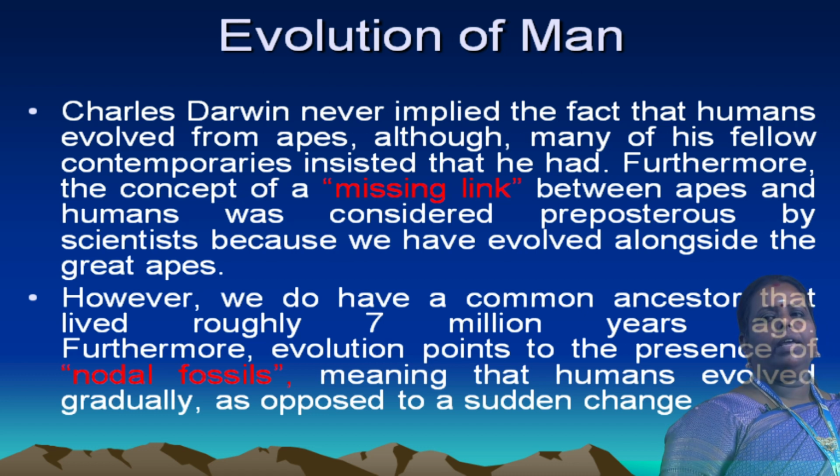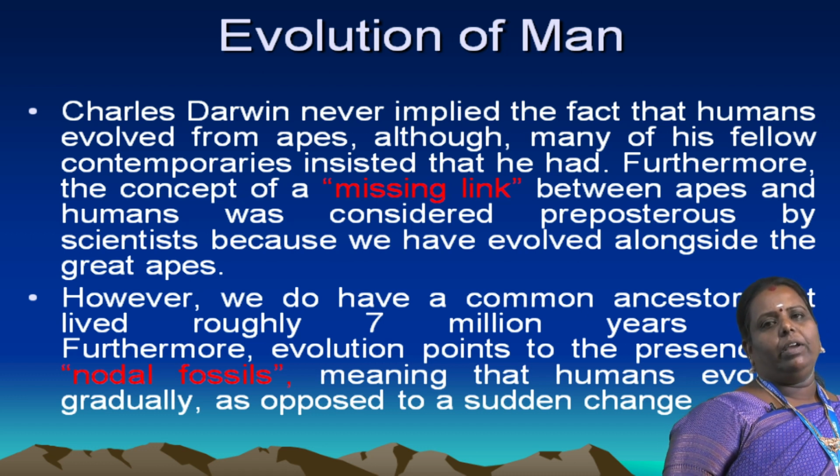However, we do have a common ancestor and lived roughly 7 million years ago. Furthermore, the evolution of the human, the presence of fossils, is one of the evidences of human evolution. It evolved gradually, and also some of the body changes occurred suddenly.